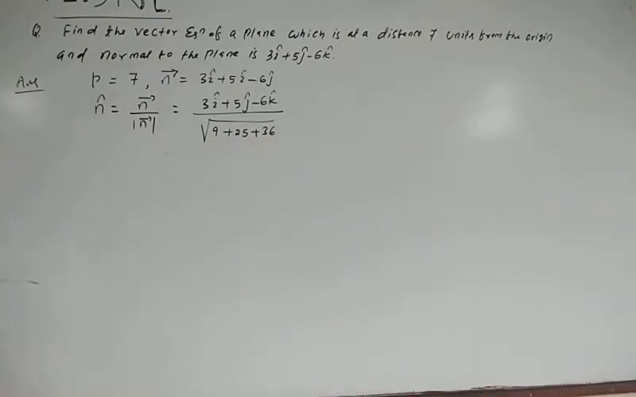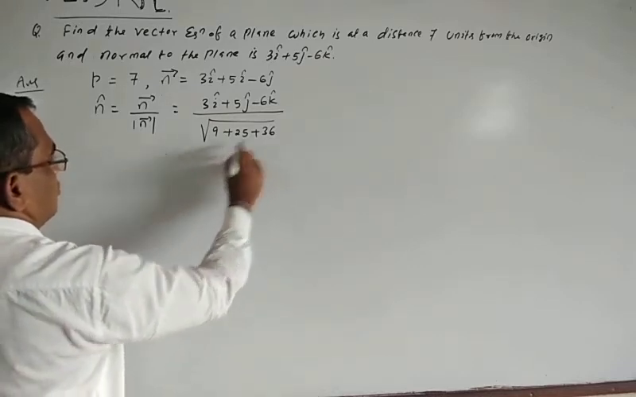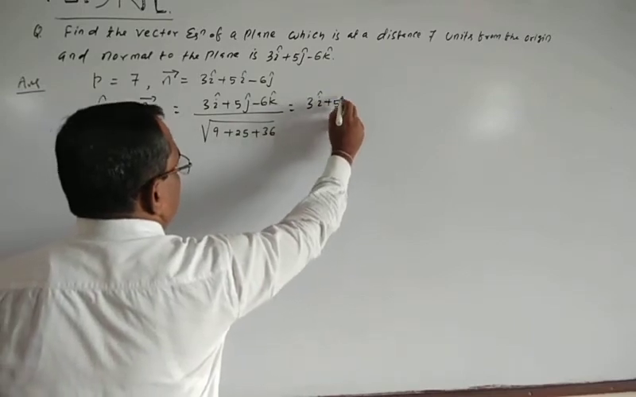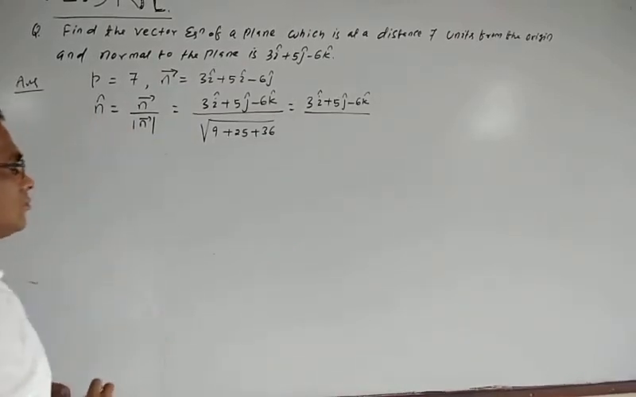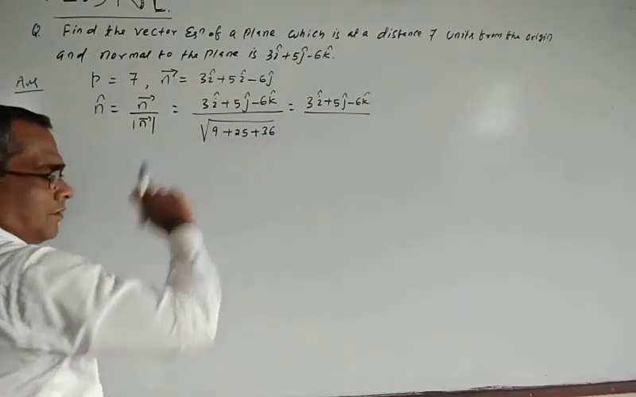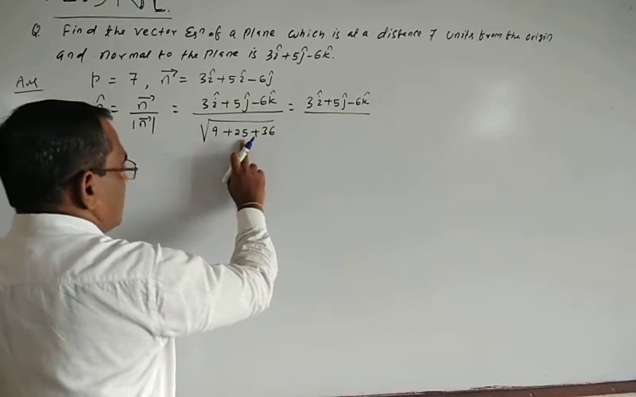Okay, so this is equal to 3i cap plus 5j cap minus 6k cap by root of, 25 plus 36 is 61, and 61 plus 9 is 70.